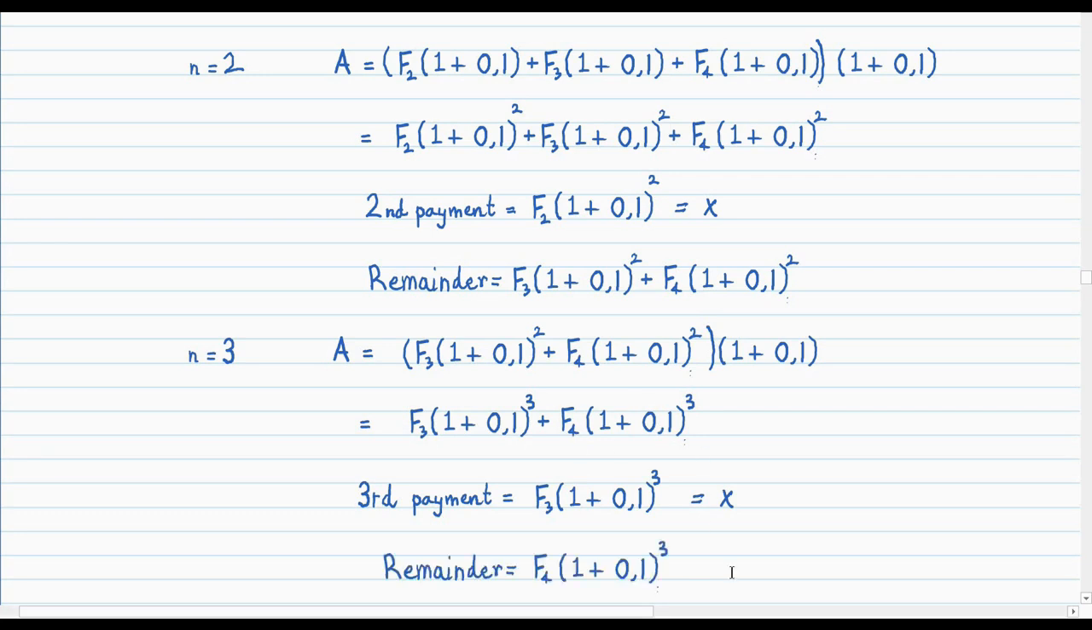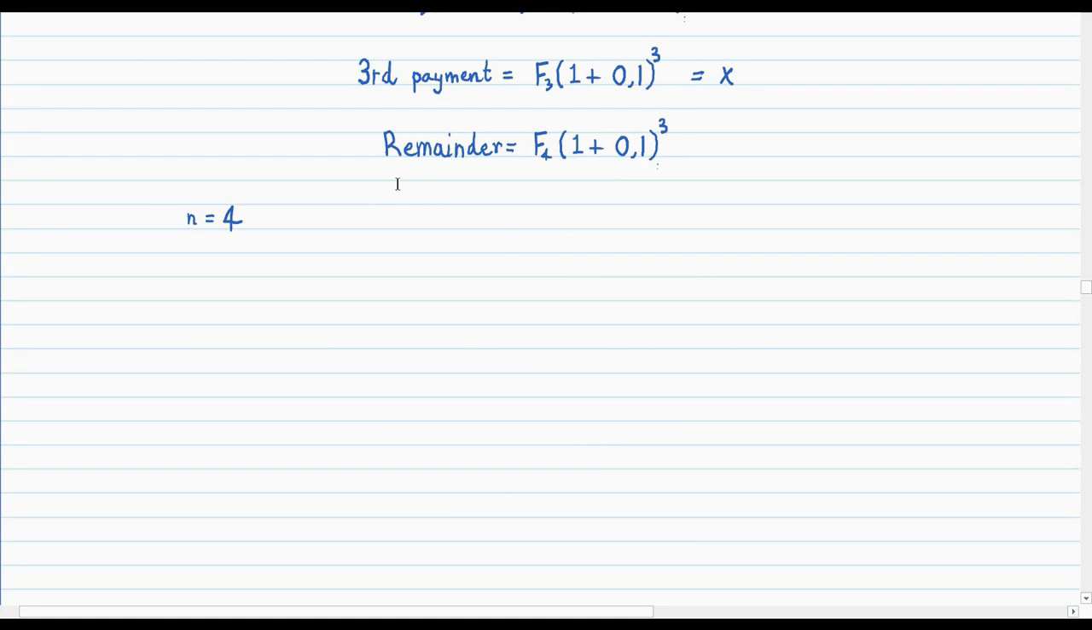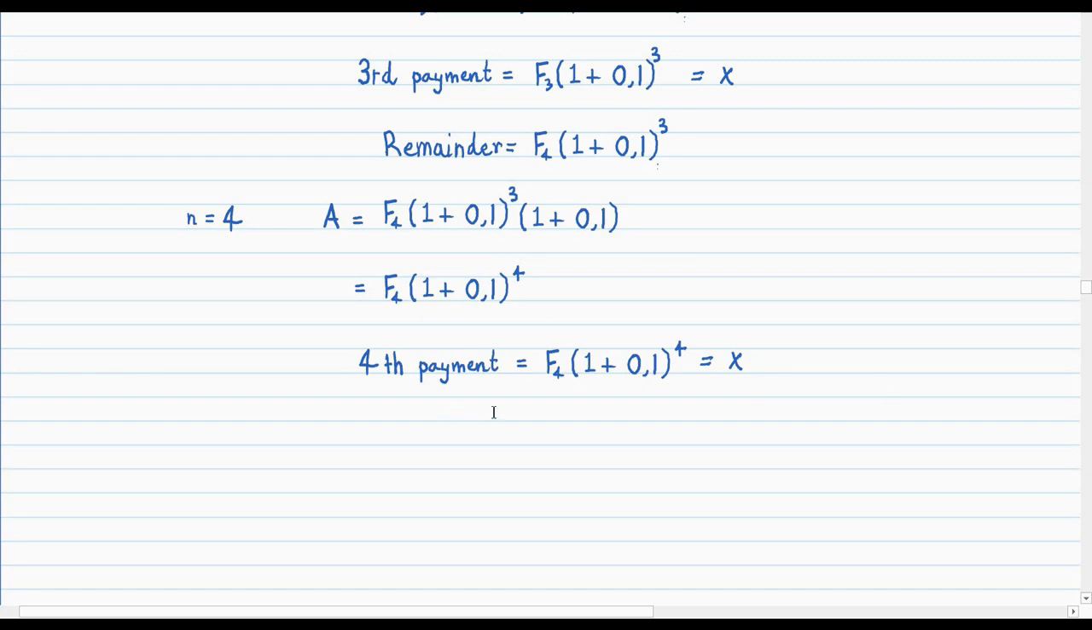Then the final year passes, and this remainder accumulates interest to finally give f4 times 1 plus 0,1 to the power 4. Then the fourth and final payment is f4 times 1 plus 0,1 to the power 4, which is also equal to x. And with that fourth payment, now the entire loan has been paid back.